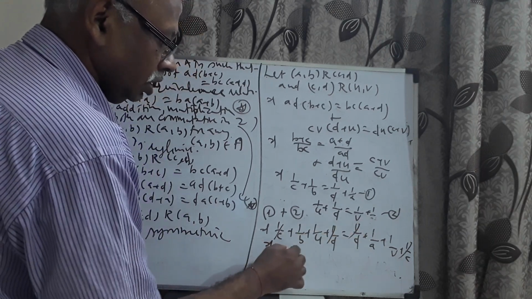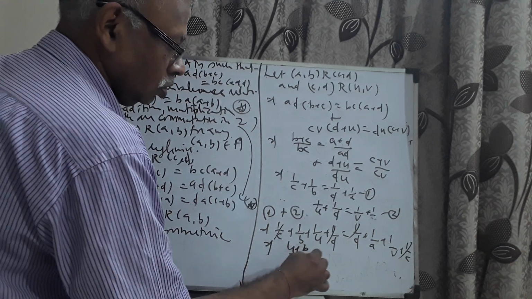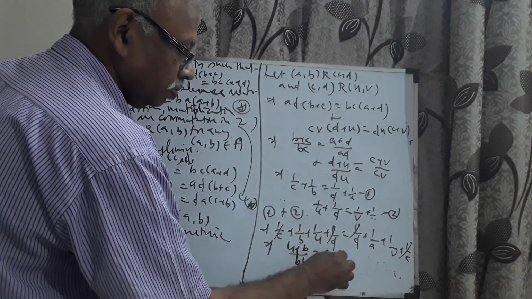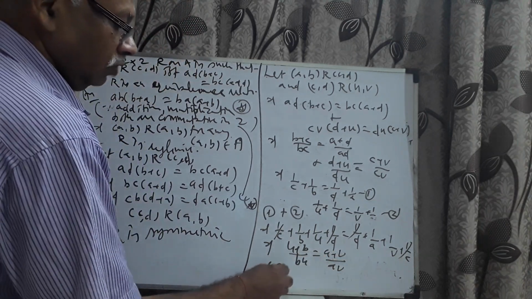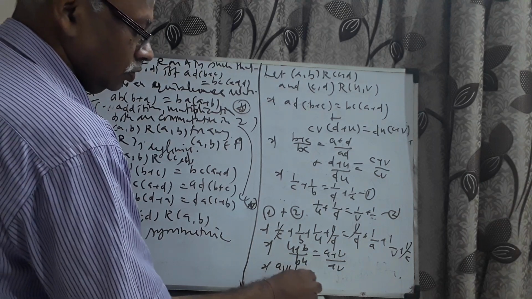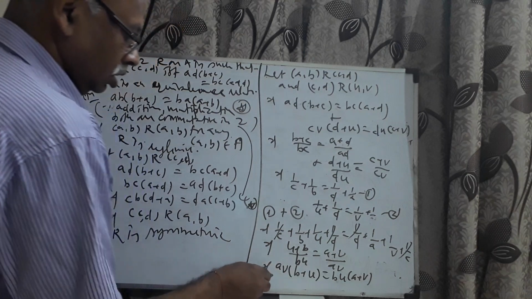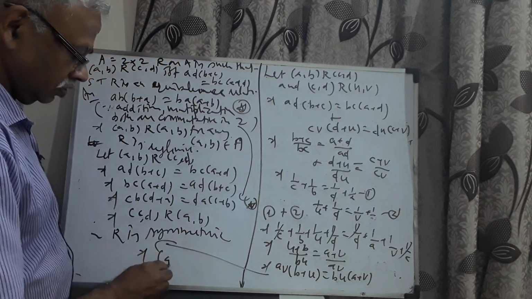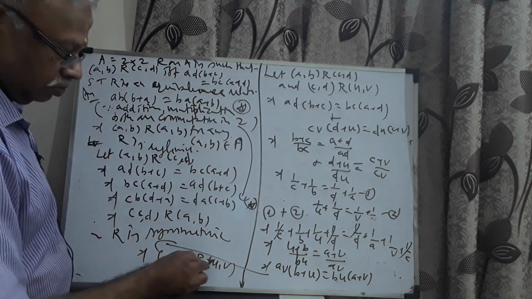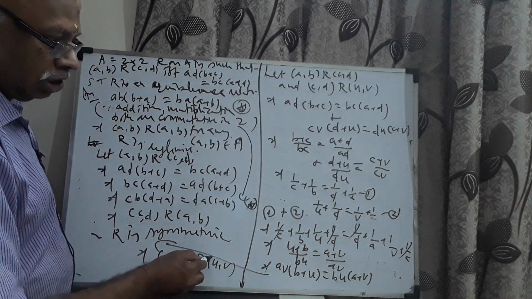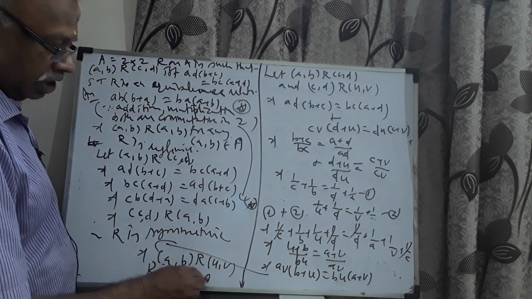Take LCM, I mean to say U plus B by BU to B is equal to A plus V by AV, which can be written as AV into B plus U to B is equal to BU into A plus V. This is equivalent to saying AB related to UV. Therefore, this is the real meaning of R is transitive.